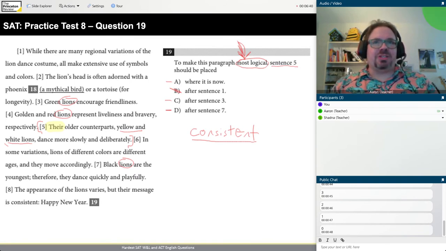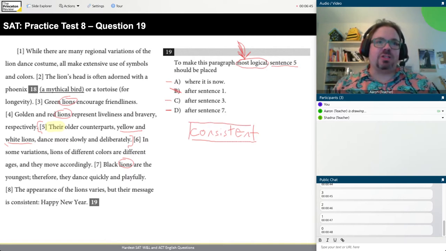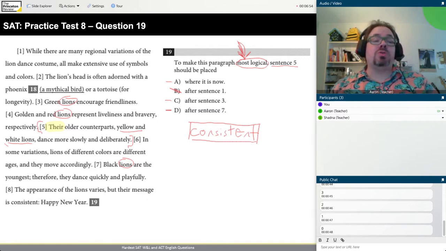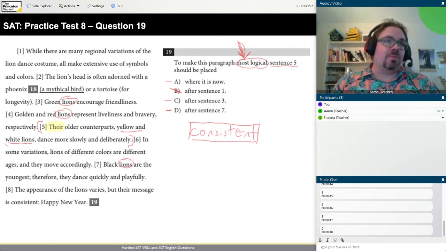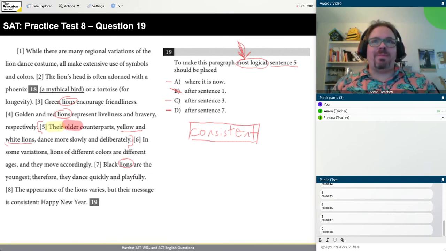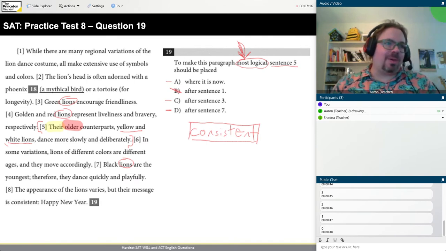Now, this is where the bigger context is important. This is where consistency is really important. We're looking for the one that makes the paragraph most logical, which means we need to have the most consistency. The sentence that we're moving here, sentence five, talks about the older counterparts. And so if we're going to want to be talking about the older counterparts, well, we're going to want to be next to something that would be related to that, would be a counterpart. Well, kind of gave it away. Sentence seven talked about the youngest lions.